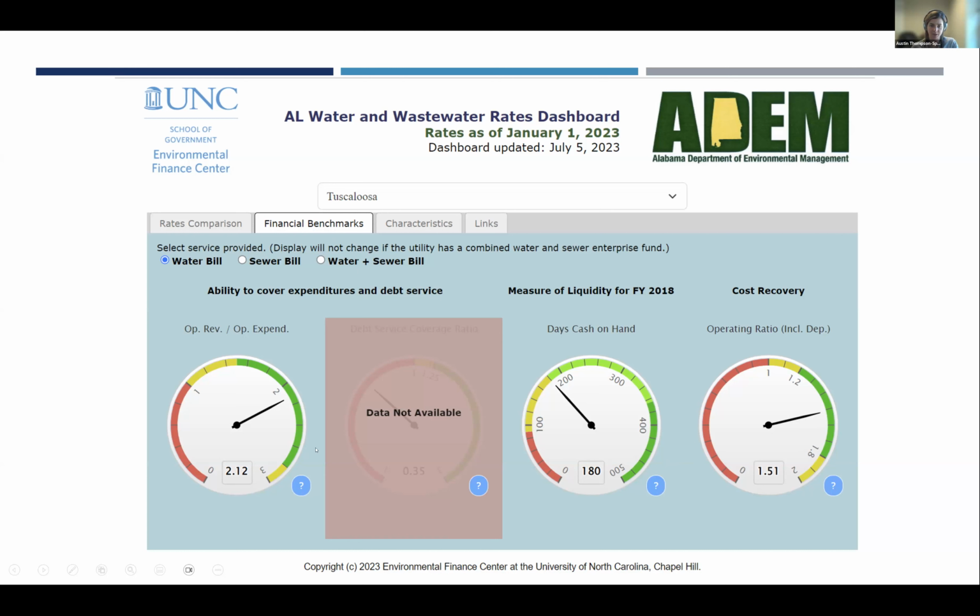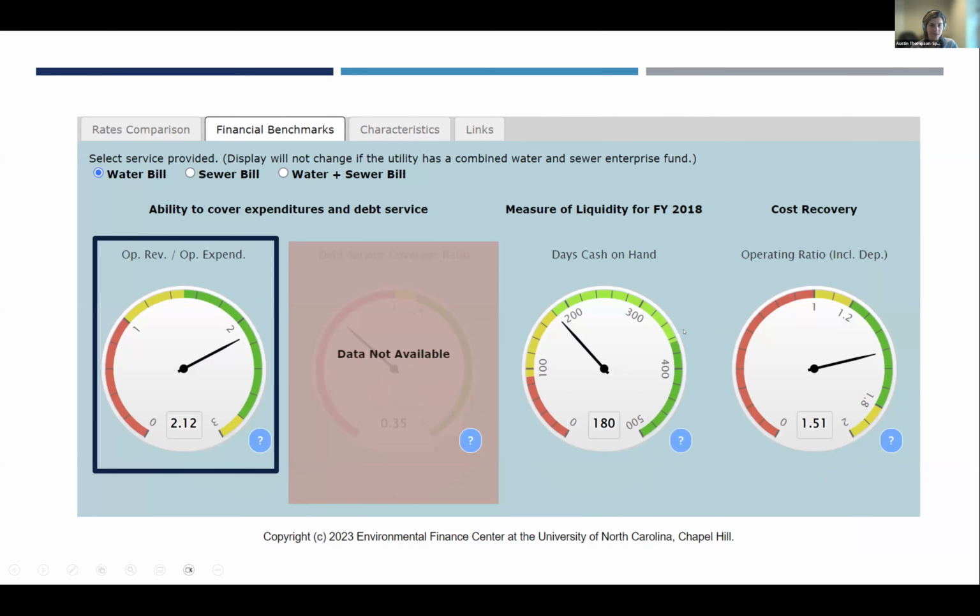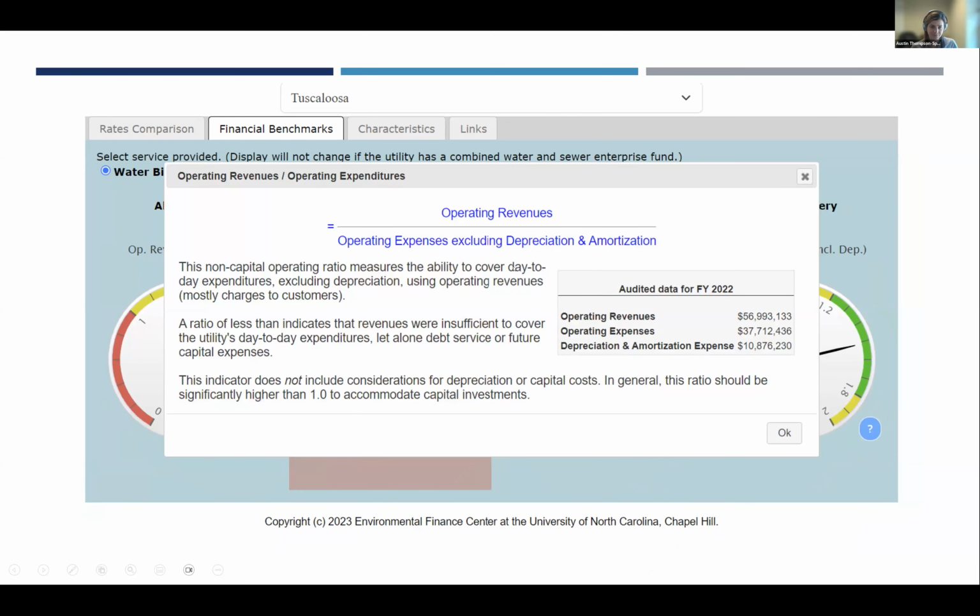You'll see 4 dials pop up, one of which, or maybe more than one, may not have data available if we were not able to locate that data. But this basically gives you a rundown of the different components of the financial benchmarks that we include. So the first one, I'm just going to talk about operating revenues to operating expenditures. So this is very similar to the cost recovery that I talked about on the previous slide. The difference here is that we've actually excluded depreciation. And so by excluding depreciation, we're showing the figure that might be more familiar to a lot of utilities if they typically don't include depreciation, which is just how much money are we bringing in day to day through our operating revenues, and how much are we spending on those operating expenditures.